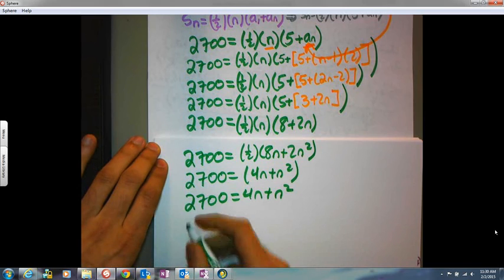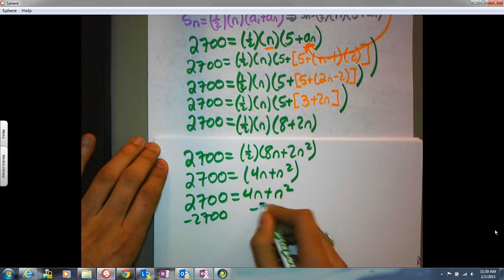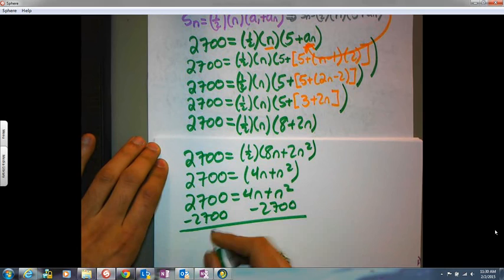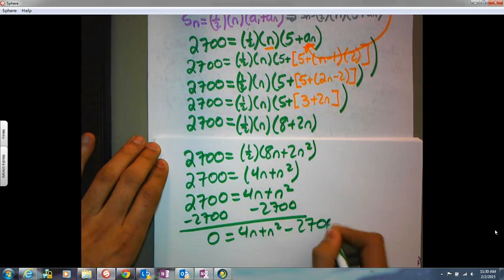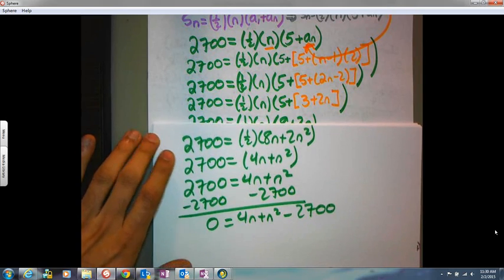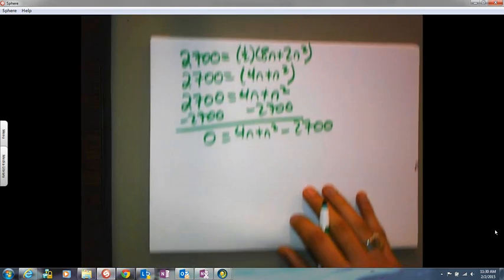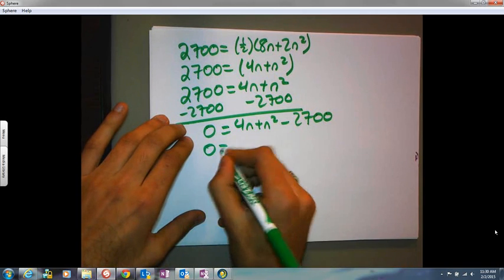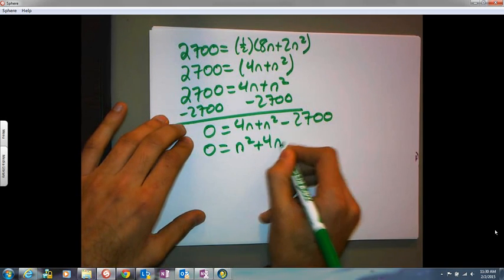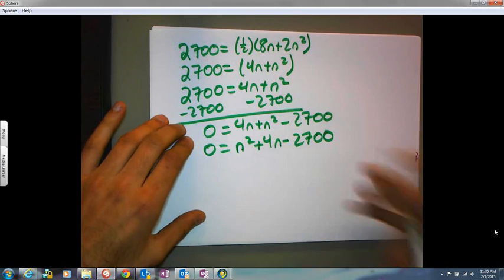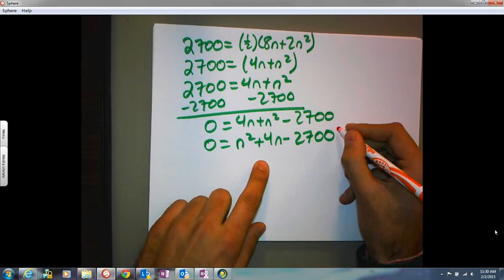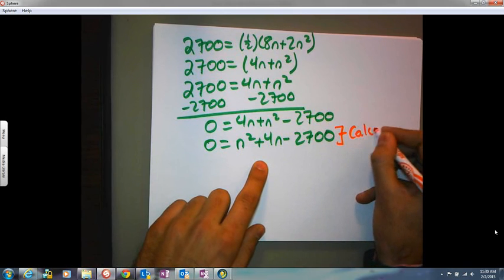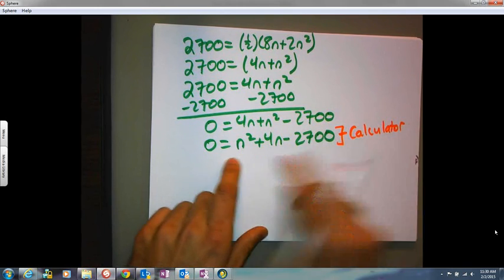Go ahead and write this in the form that's best for you. I like to write it like this. And then in fact, I like to rearrange this as this. And then, if this had been an easier problem, you could have done this with the box. It's a little bit challenging with the box. So I would go to the calculator here. I would just graph this on my calculator and find the roots.